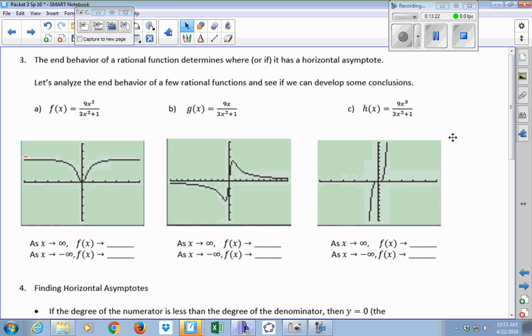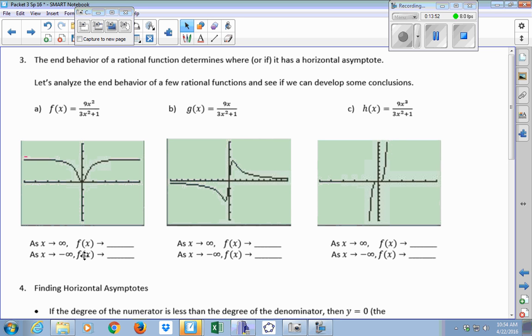If you look at these 3 rational functions, they all look very similar, but each one has a little change from the previous one. So let's take a look at the graph, and then let's put in the symbolic notation for what the graph is saying for the end behavior. And then we'll go back and try to figure out, is there a way to get the horizontal asymptote without plugging in numbers and seeing where the value approaches?